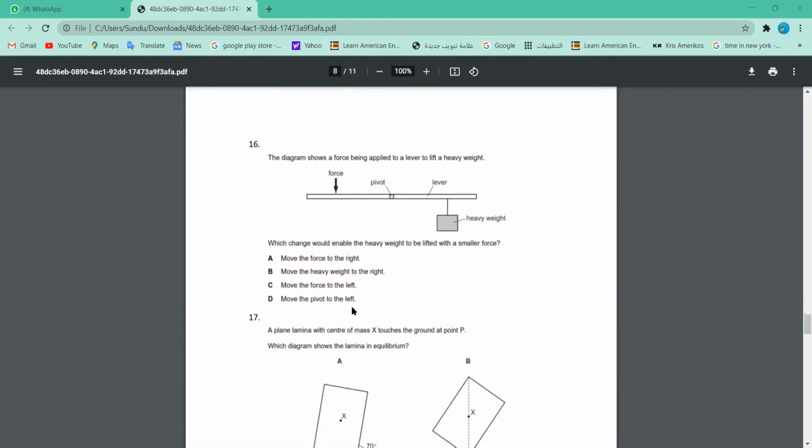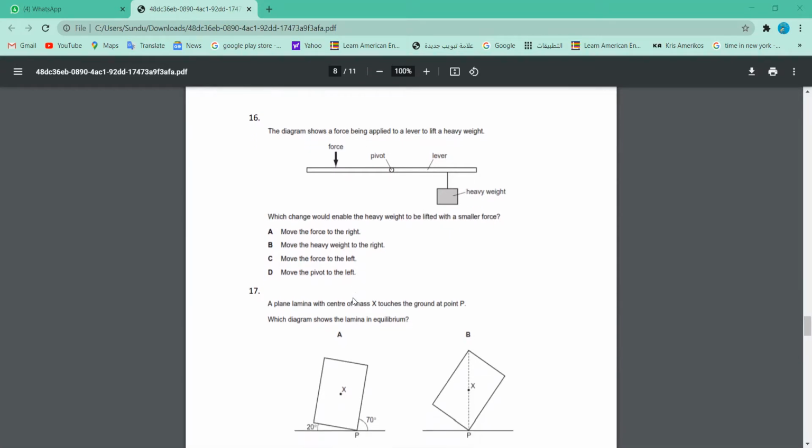Okay, question number 16. The diagram shows a force being applied to a lever to lift a heavy weight. Which change would enable the heavy weight to be lifted with a smaller force? A, move the force to the right; move the heavy weight to the right; move the force to the left; move the pivot to the left. Ramin? Ramin, beta, I want you to answer this.